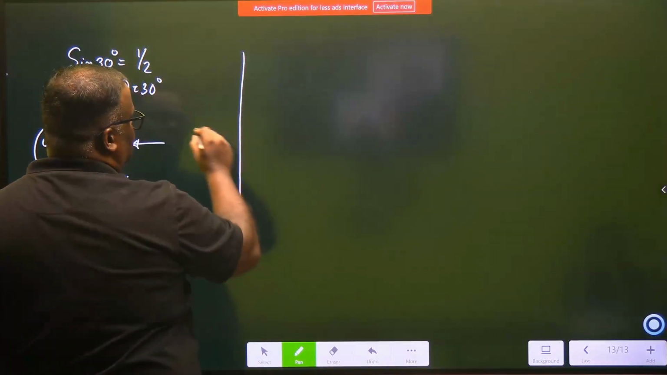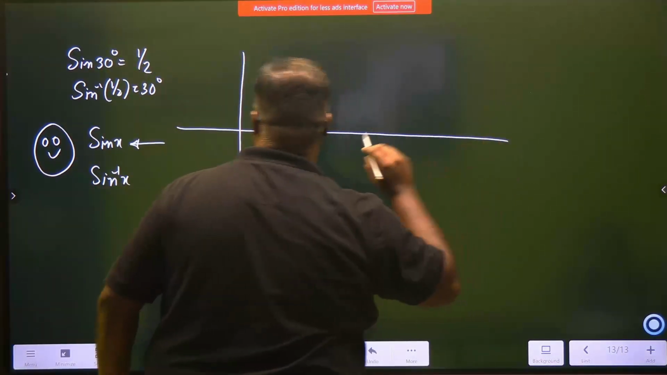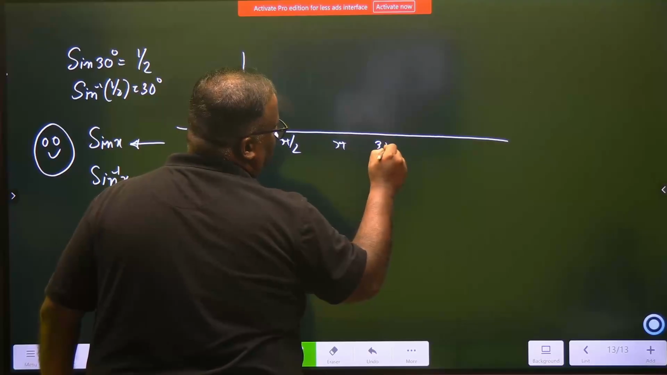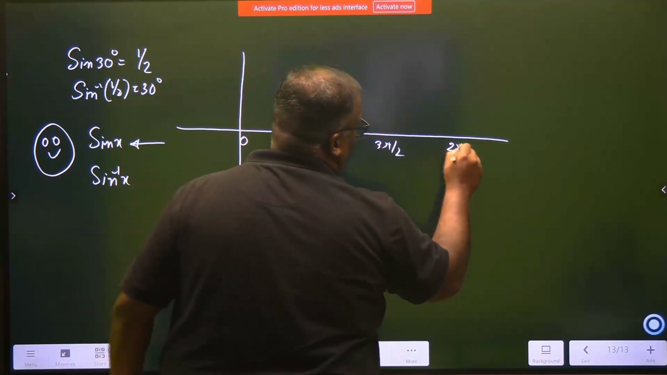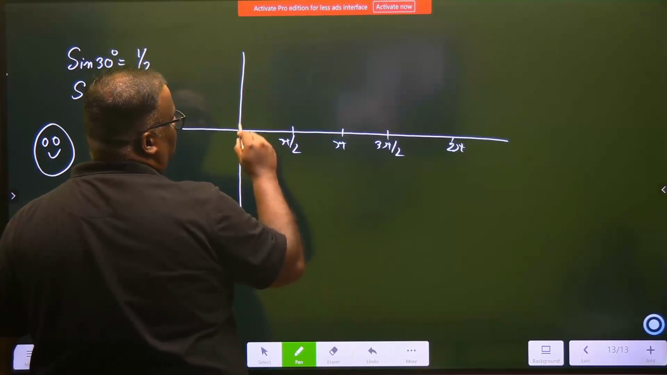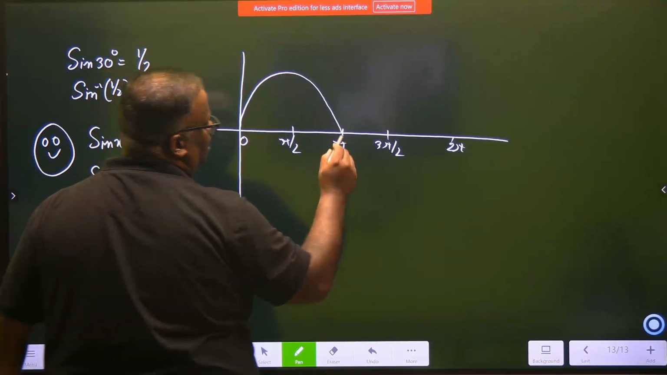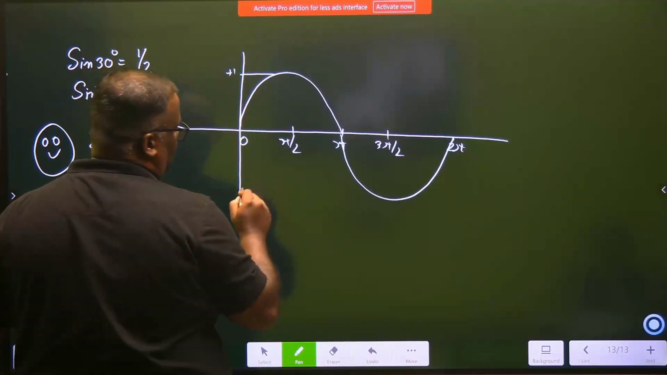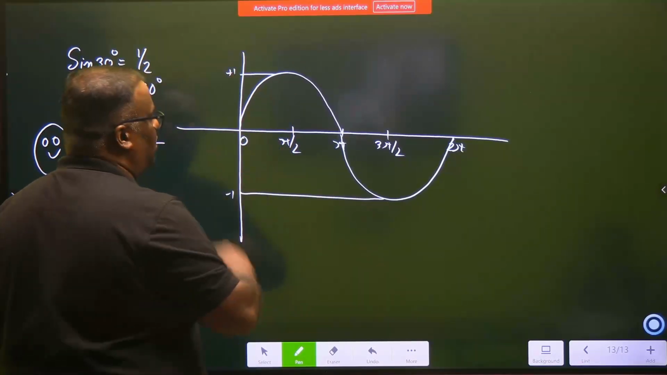So that means the sine function is bijective. So it's 0, this is pi by 2, this is pi, this is 3 pi by 2, and this is 2 pi. Perfect. Okay. So the sine function will go like this and will go like this. This value is plus 1 and this value is minus 1.